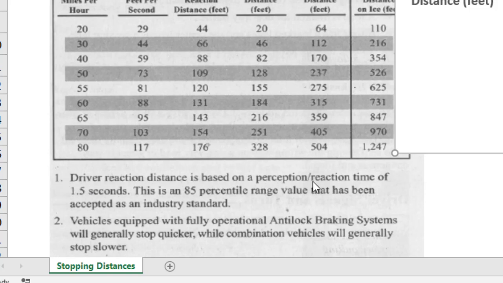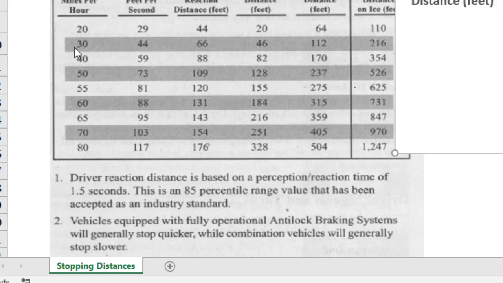When they say driver reaction distance is based on a reaction time of 1.5 seconds, that means on average, it takes drivers 1.5 seconds to realize they have to stop. Now you can see that the faster you're going, the more distance you're going to go in 1.5 seconds. For example, if you're going 20 miles an hour, that means you're going 29 feet every second. If you take 1.5 seconds to realize you need to stop, you've got to take 29 plus half of 29, which is where they get 44.